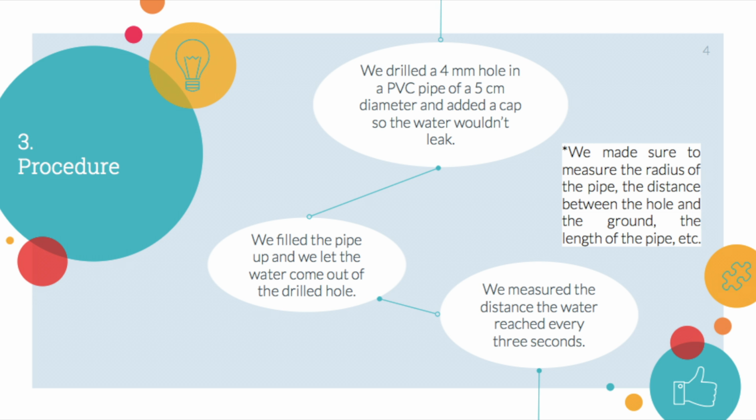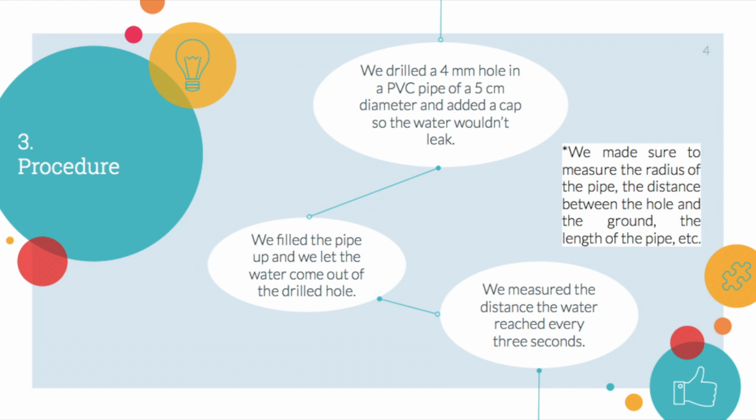We drilled a 4 mm hole in a PVC pipe of a 5 cm diameter and added a cap so the water wouldn't leak. We filled the pipe up and we let the water come out of the drilled hole. We measured the distance the water reached every 3 seconds.